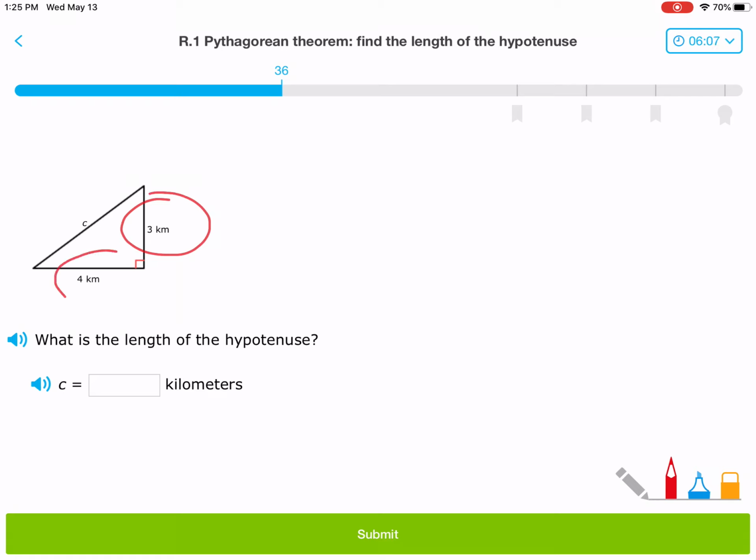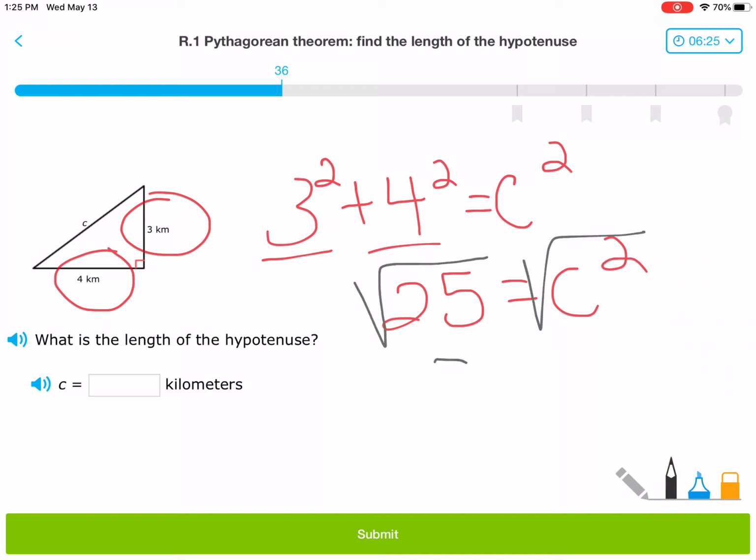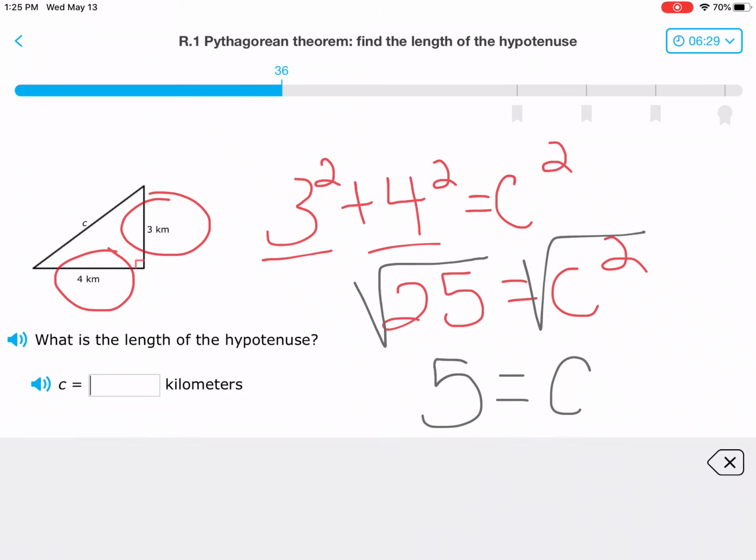Hopefully you're saying I'm going to do 3 squared plus 4 squared equals c squared. So that's 9, and that's 16, which is 25 when I add it together. The square root of 25 is 5, because 5 times 5 is 25.